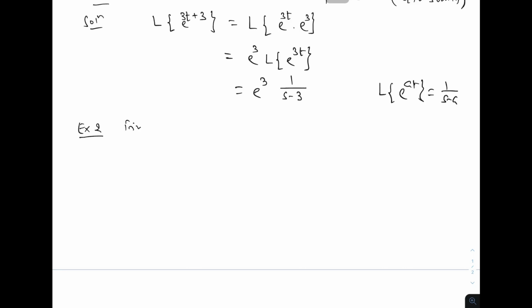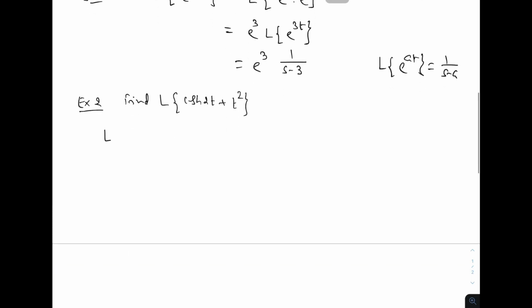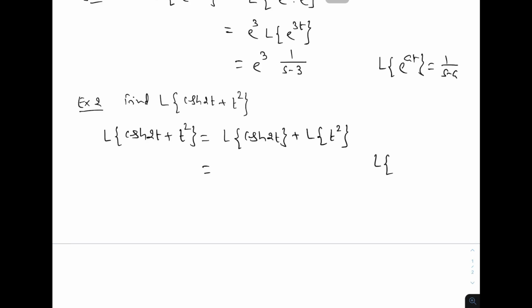Find the Laplace transformation of cosine hyperbolic 2t plus t square. Now the Laplace transformation of cosine hyperbolic 2t plus t square is the Laplace transformation of cosine hyperbolic 2t plus the Laplace transformation of t square, and again we know the formula, Laplace transformation of cosine hyperbolic at is equal to s over s square minus a square.